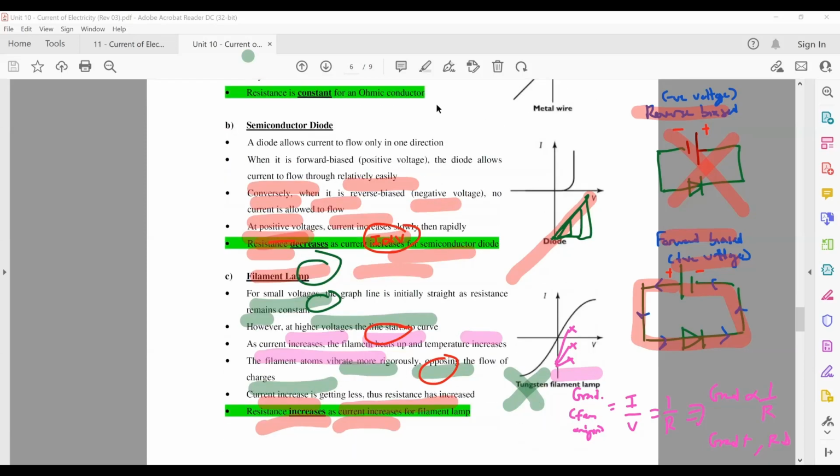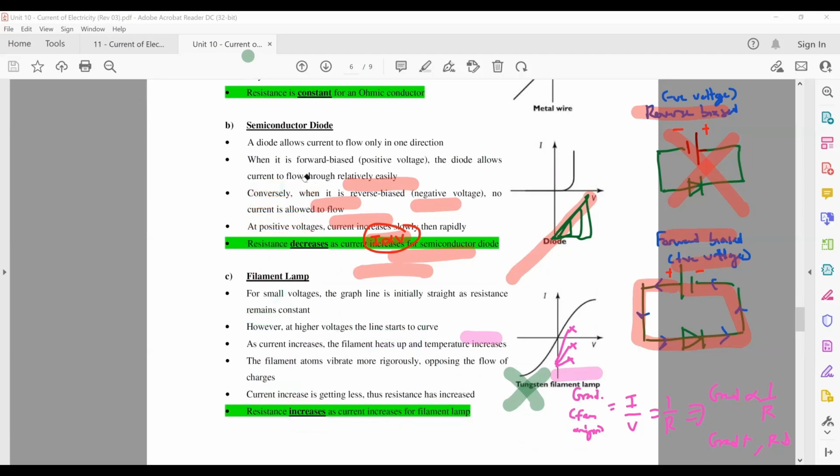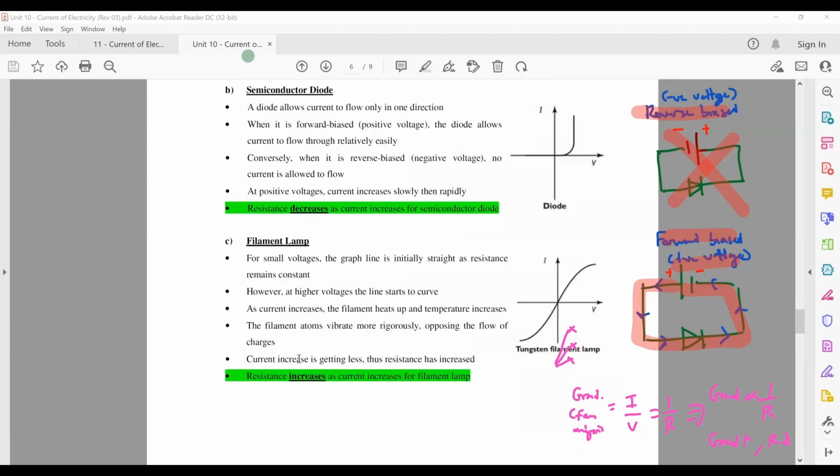Now then the last one you will need to know is the filament lamp. Okay, for filament lamp is this one. Okay, so let me just clear off everything again. Okay, now for filament lamp, at small voltages, the graph is usually a straight line.